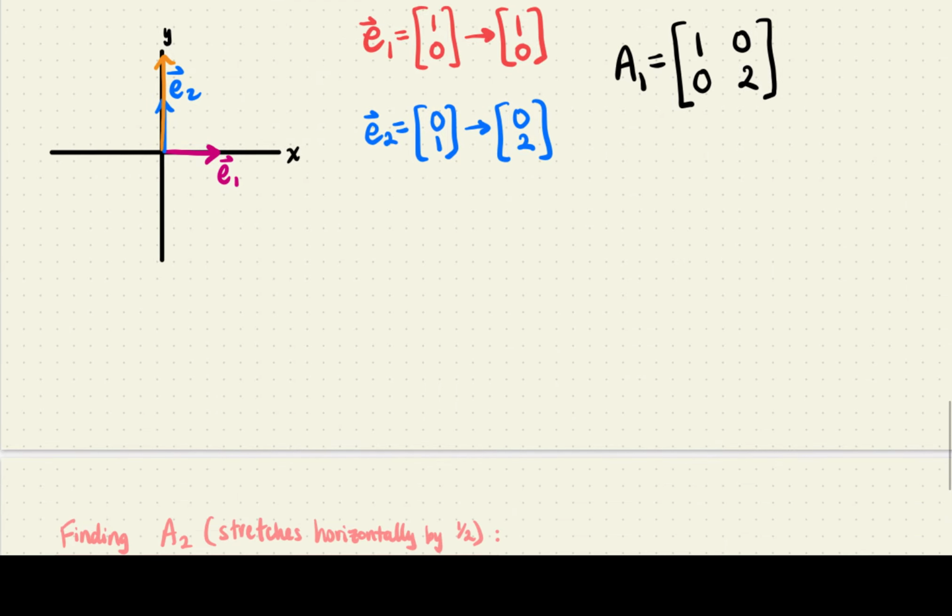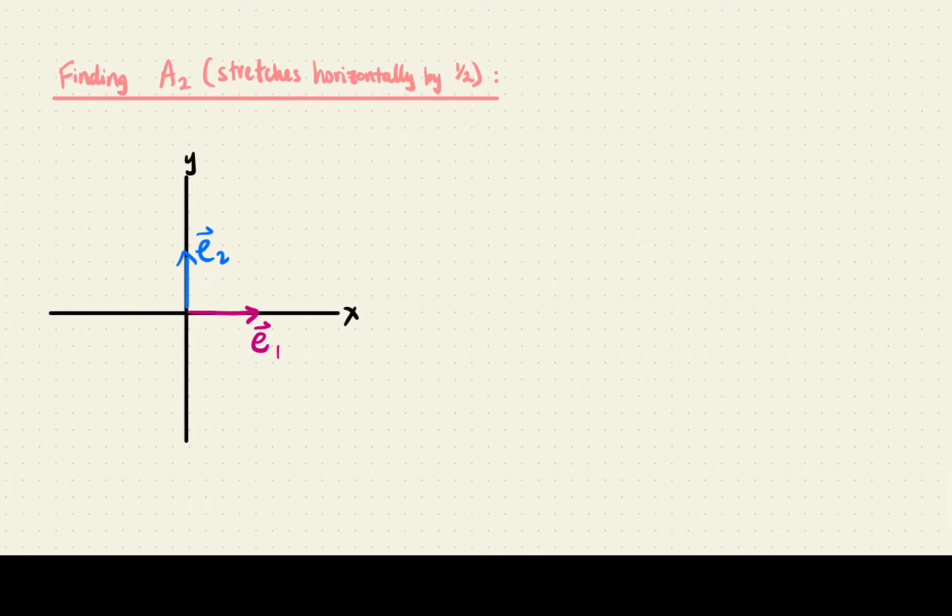Let's go ahead and find A2, the horizontal stretch by a factor of a half. Again, we want to find out where E1, the vector 1, 0, ends up, and where E2, the vector 0, 1, ends up after we stretch it by a factor of a half. Now, E1 has a non-zero horizontal component, so it'll be stretched horizontally. But a factor of a half is actually going to be shrinking the vector down a little bit. So if I did 1/2 times E1, I'd end up here. E1 is going to end up at the vector 1/2, 0.